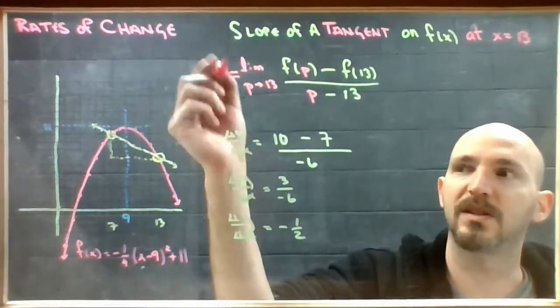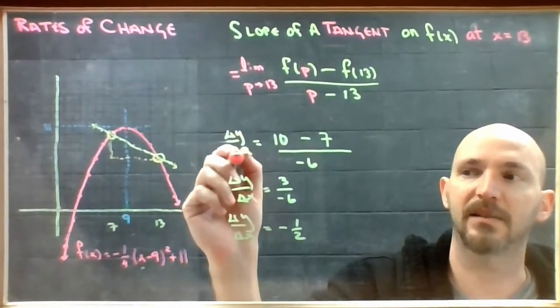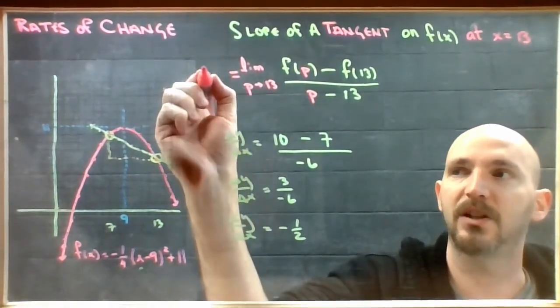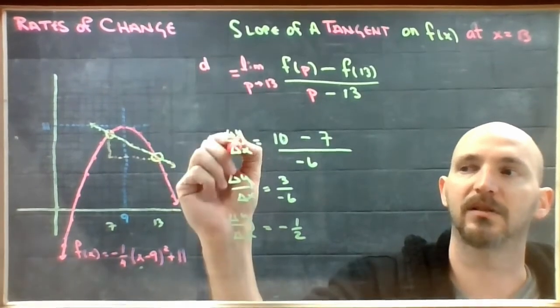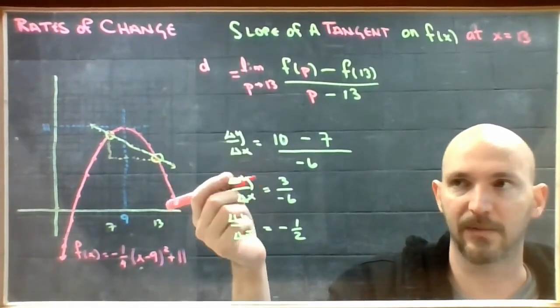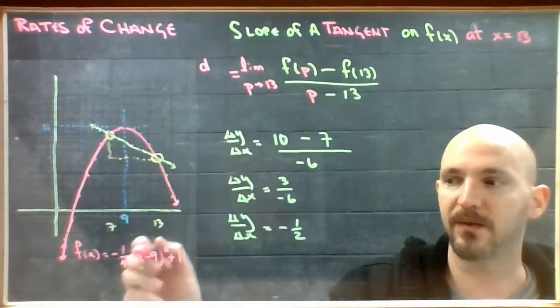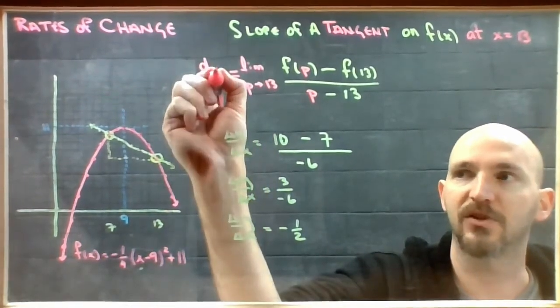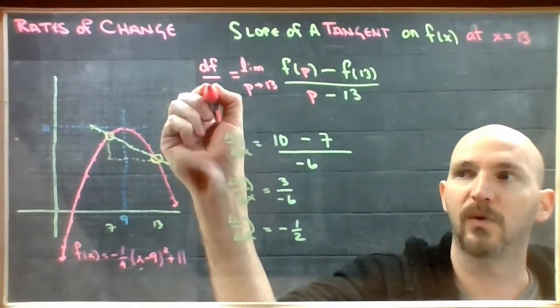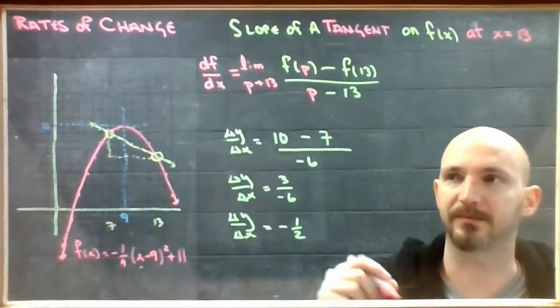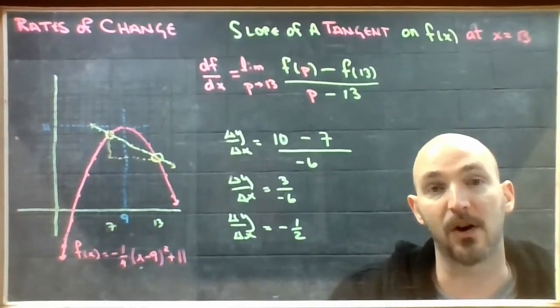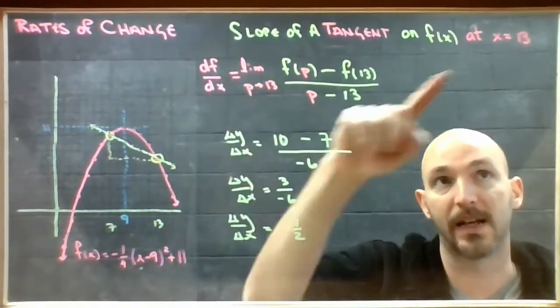And so I'm going to use different symbols for that. Instead of delta y over delta x, I'm going to use a d. Delta is the Greek letter for d anyway. And my function wasn't named y, my function was named f. So this is the change in f over the change in x. That's the slope of my tangent right there, when x is 13.